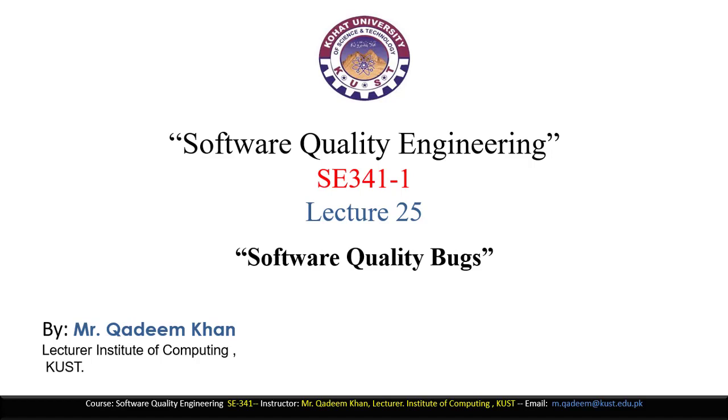Today we will take lecture number 25 of the subject of software quality engineering, in which we will discuss software bugs. Software bugs are in fact those errors which can deviate the actual use of the program. So software bugs create lots of problems. They can damage the data or they can perform invalid operations as well. So it is important to deal with software bugs. Bugs are also called errors, so here we can use the words bugs and errors interchangeably.